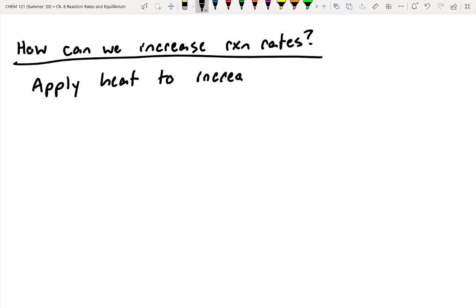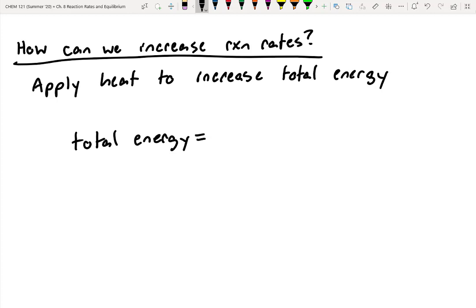To increase total energy. All right, and I wanted to break this down because total energy is broken into two parts. First, it's going to be made up of kinetic energy. That's basically the molecules or atoms zipping around. But we also have something called internal energy.